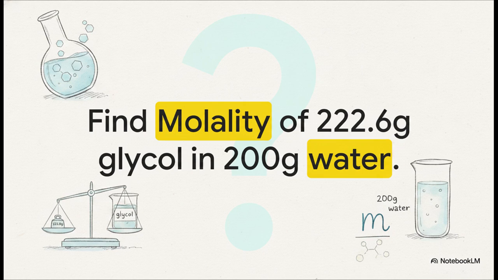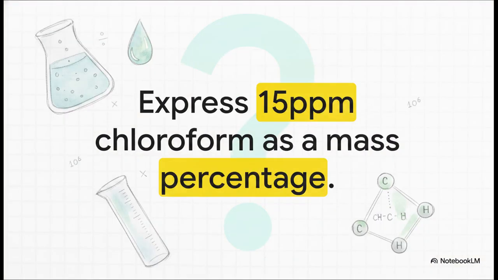Next, look at your solvent. You've got 200 grams of water. Convert that directly to kilograms, giving you 0.2 kilograms. Simply divide your moles by 0.2, and you have perfectly calculated the molality. Easy as that. And finally, let's look at a classic board exam curveball.